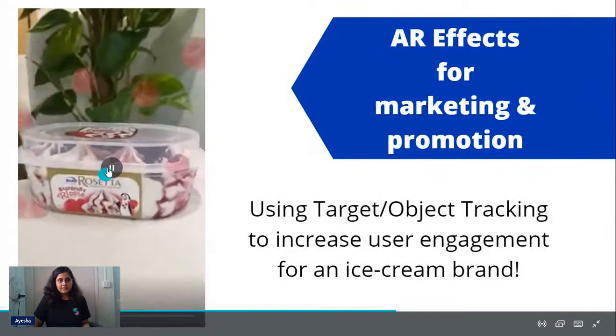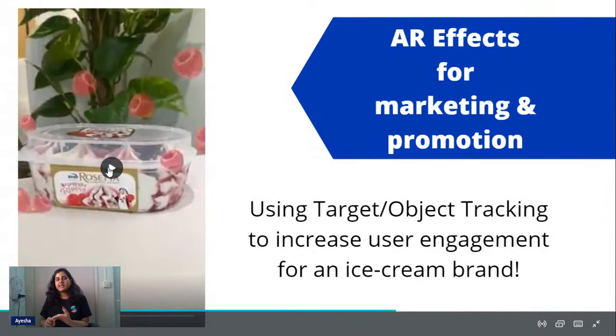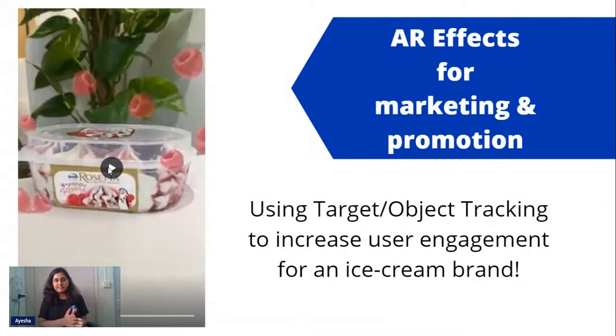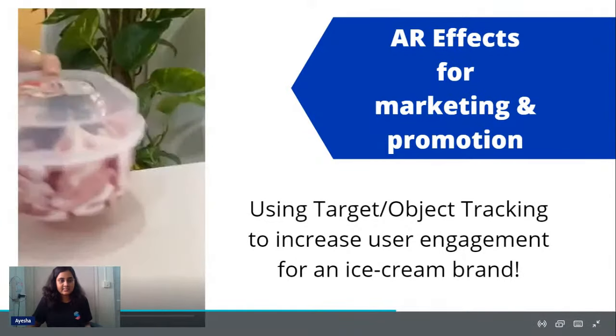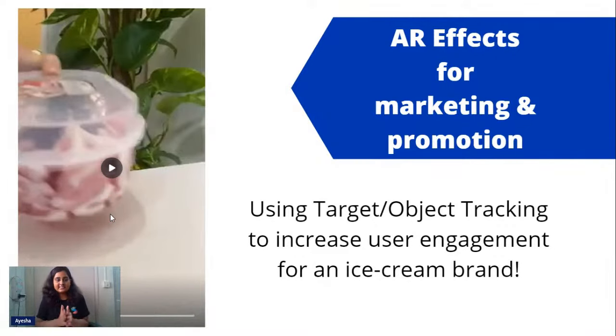You can also use AR effects for marketing and promotion. So this AR effect that we are going to see right now has used target and object tracking to increase user engagement for an ice cream brand. So let's see how. Whenever it tracks the label of the particular ice cream brand, it shows up.